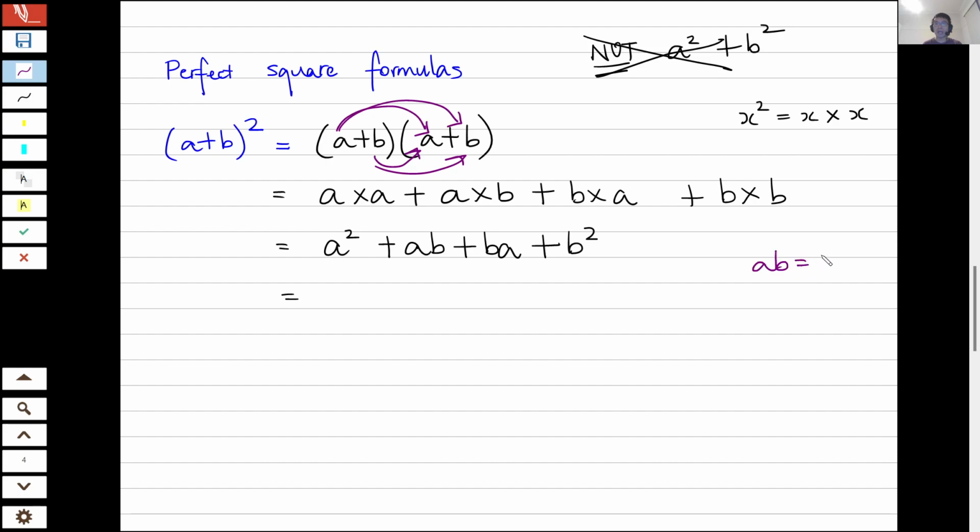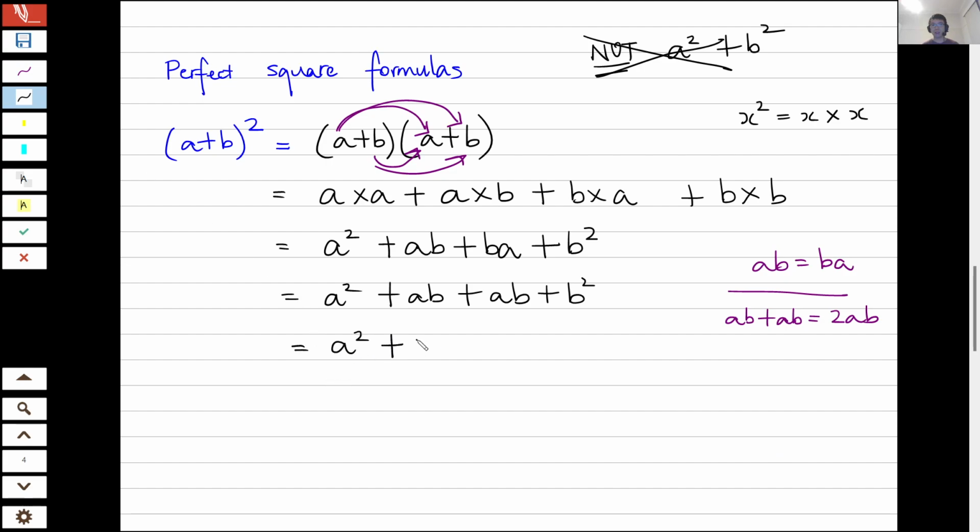But we know that ab and ba are the same. When I multiply two numbers, the order doesn't matter. So I can rewrite this as a squared plus ab plus ab plus b squared. And we also know that if I add ab to itself, I get 2ab. So this is my final result. A squared plus 2ab plus b squared. Note that we get this extra term in the middle, 2ab, in addition to a squared plus b squared.